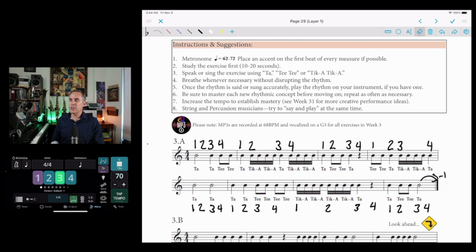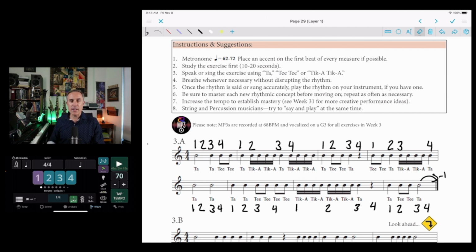Ta, ta, tee, tee, ta, Tik-A Tik-A ta, Tik-A Tik-A ta, tee, tee, ta. Tee, tee, ta, Tik-A Tik-A ta, ta, ta. Ta, ta, tee, tee, tee, tee, Tik-A Tik-A Tik-A Tik-A ta. Ta, tee, tee, ta.